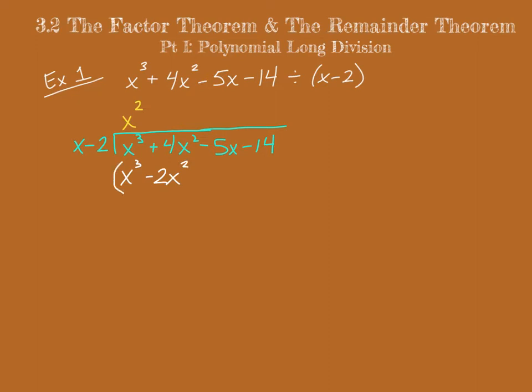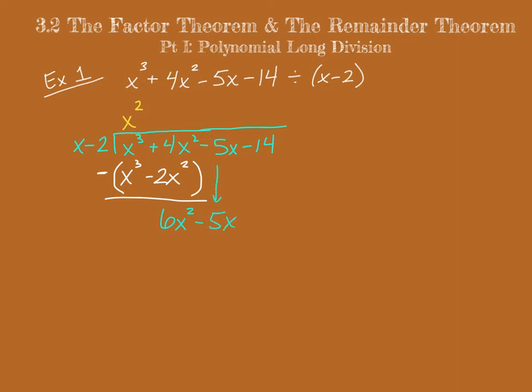So we're subtracting more than one term, so we put a minus sign around it. Now, let's be careful here with subtracting negatives. We'll get there in a second. This is x cubed minus x cubed. There's 0 x cubes here, which I'm not going to write. Then we have 4x squared minus negative 2x squared. So it's 4x squared plus 2x squared. So that gives us 6x squared. Great. The next thing we're going to do is bring down the next term, which is minus 5x.